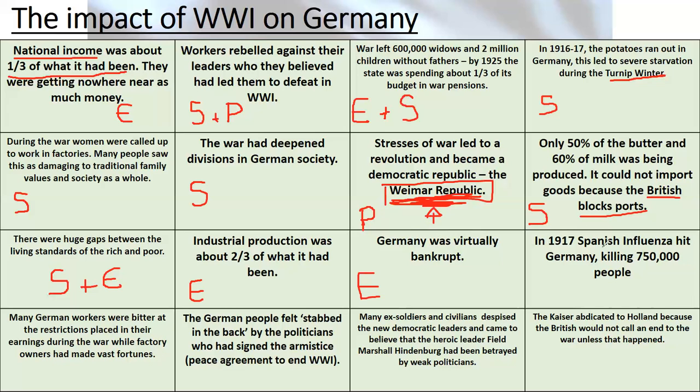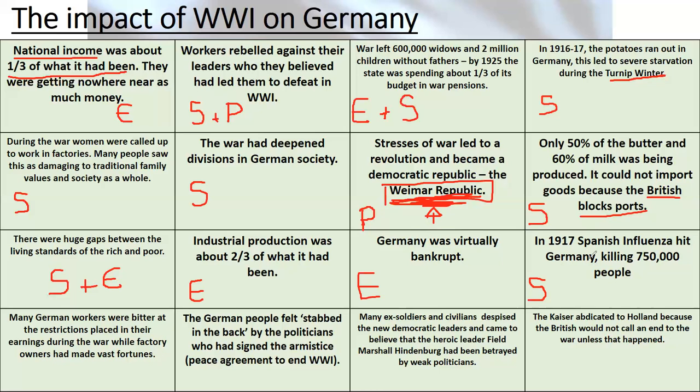In 1917, Spanish flu hit Germany, killing 750,000 people. So on top of all this depression from the war, they also got hit with the Spanish flu, which killed many people in Germany. On top of that, that's going to cause more anger, more upset, more depression. It's a problem for people of Germany.